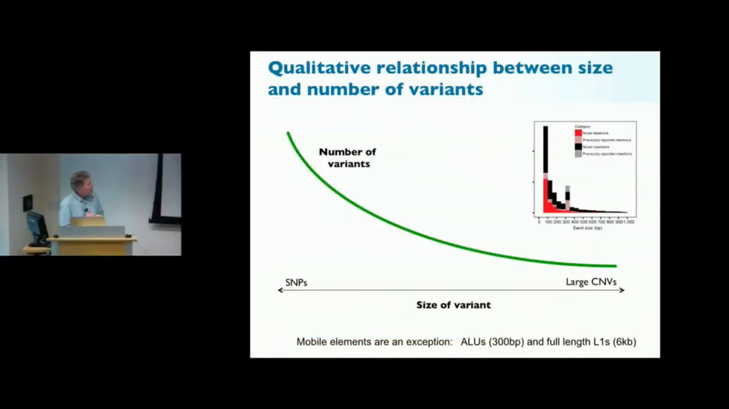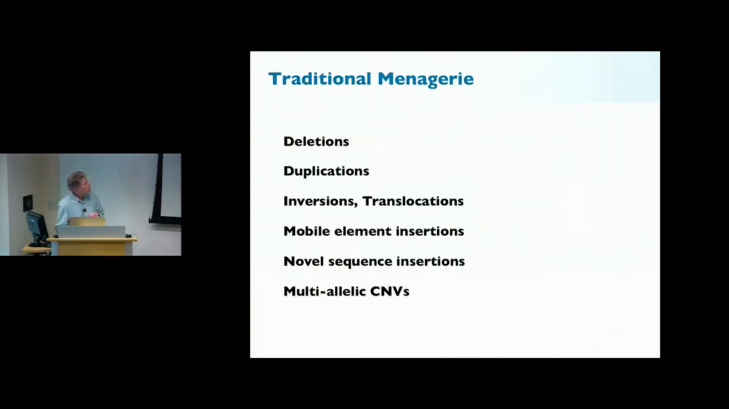All right, so some of the general properties of structural variation I wanted to talk about. This one I sort of mentioned before, but it's this idea that as we go from smaller variants to larger variants, we get a decrease in number, both in each individual and in the population as a whole. So there's fewer large CNVs than small ones, with certain exceptions.